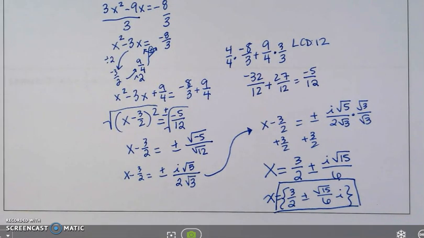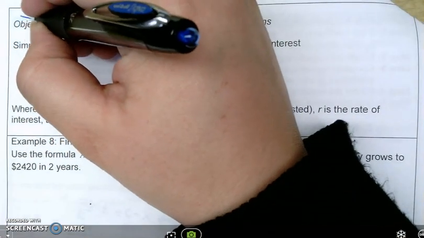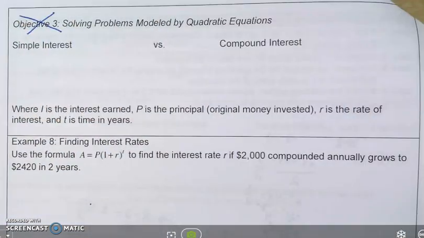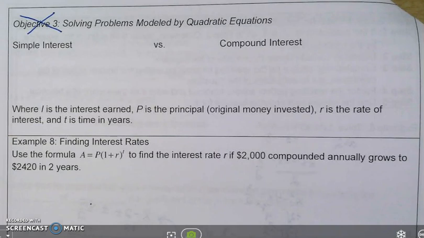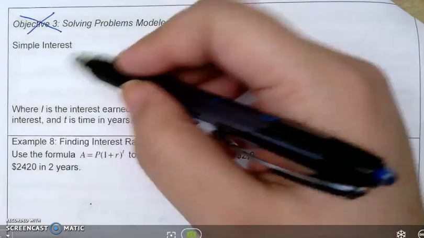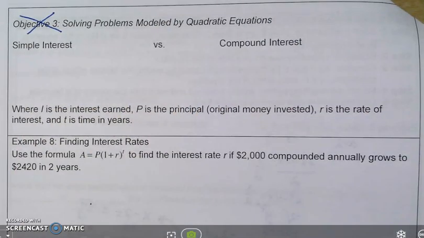All right, let's look at the next page. We are skipping objective 3 for now. So you can just put an X through the word objective 3, and that will be a reminder that we skipped this for now, but we might come back to it. So don't color out the whole lesson or color in this whole box. Just an X through objective 3.